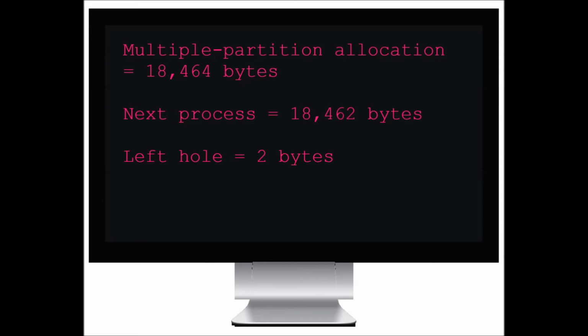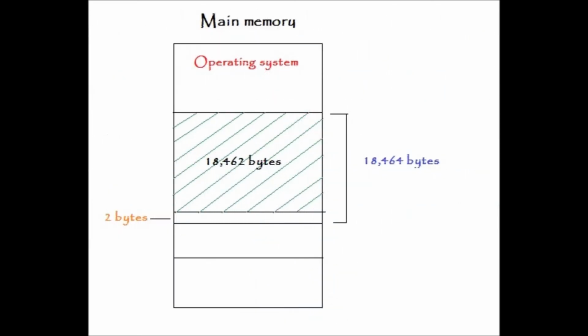Consider a multiple partition allocation scheme with a hole of 18,464 bytes. Suppose that the next process requests 18,462 bytes. If we allocate exactly the requested block, we are left with a hole of 2 bytes. The overhead to keep track of this hole will be substantially larger than the hole itself.